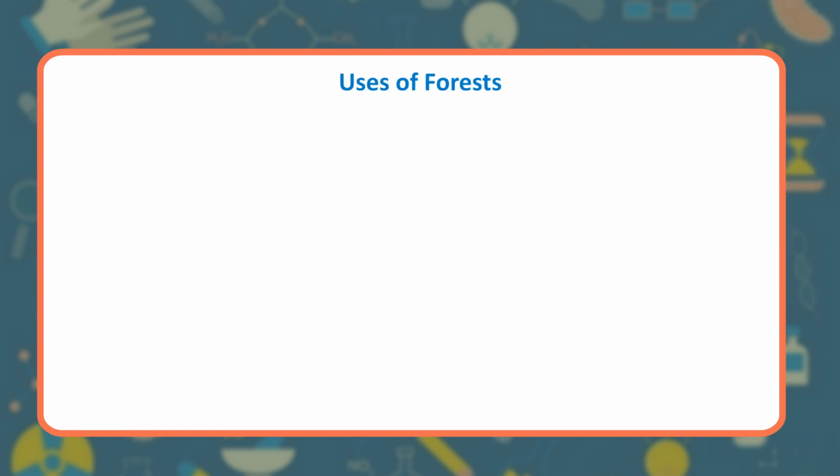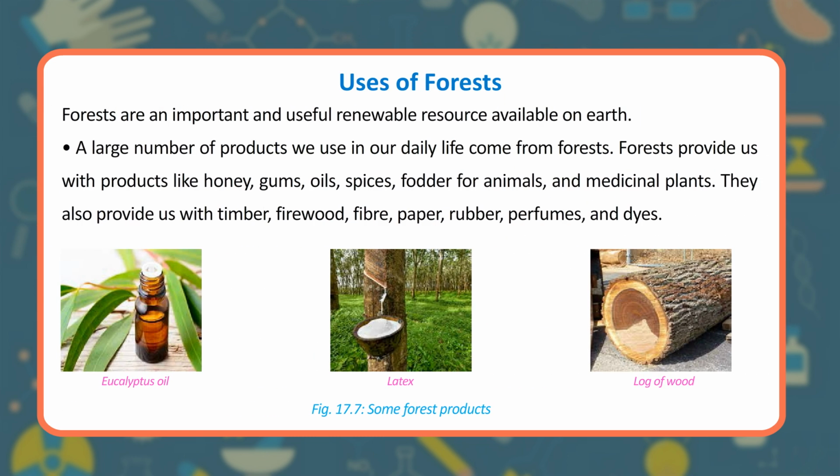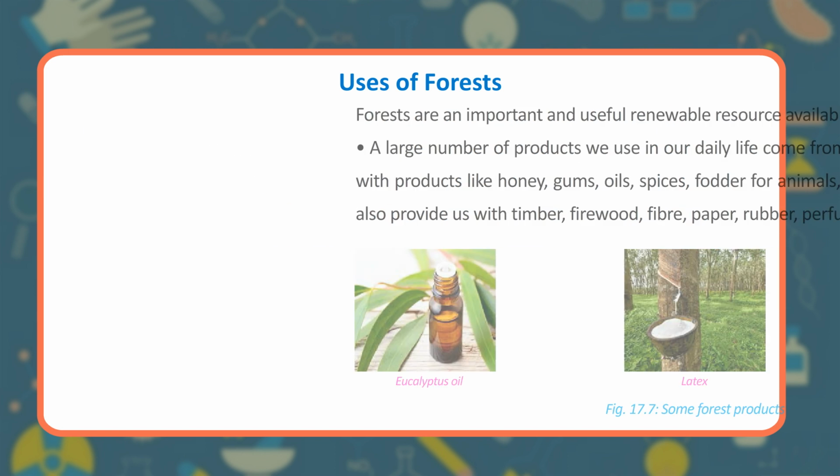Uses of forests. Forests are an important and useful renewable resource available on Earth. A large number of products we use in our daily life come from forests. Forests provide us with products like honey, gums, oils, spices, fodder for animals, and medicinal plants. They also provide us with timber, firewood, fiber, paper, rubber, perfumes, and dyes. Eucalyptus oil, latex, log of wood.